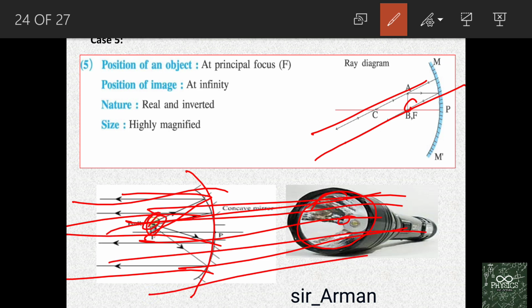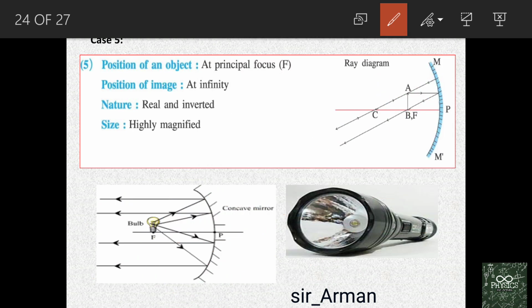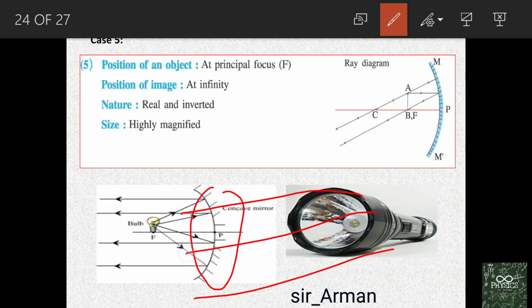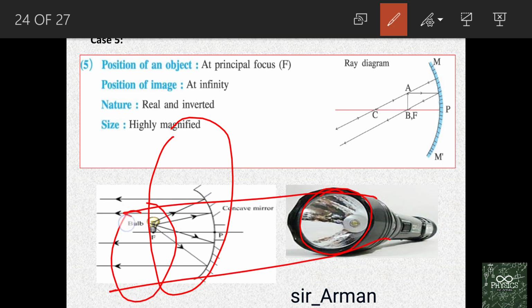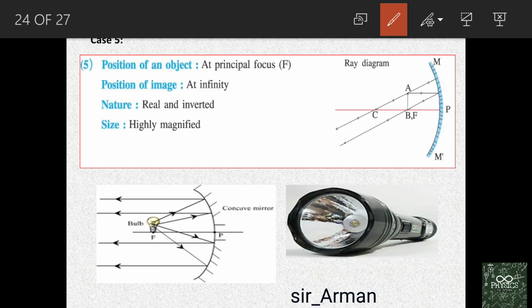It will never get very small. It will give a focused image. You will get a very sharp round circle on the wall because the rays are going parallel. If they were not going parallel, you would see a much larger circle, but instead you will see a circle of similar size on the wall. So case number 5 is used in making torchlights and headlights of cars.